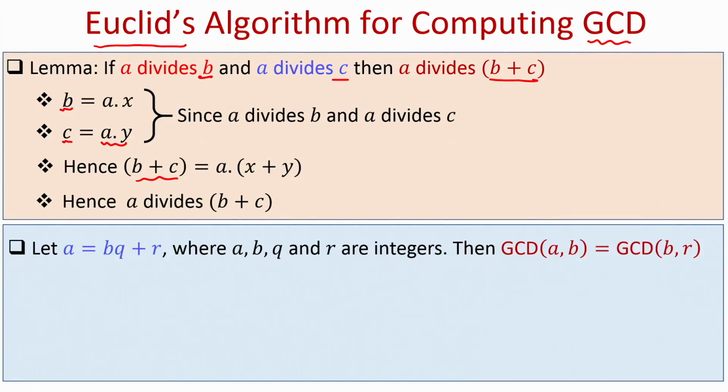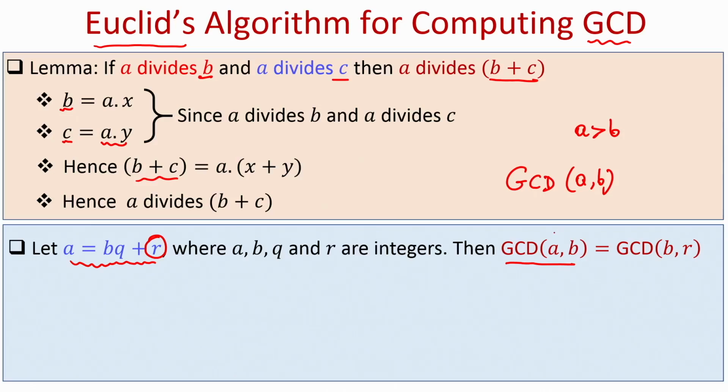Now, the crucial observation on which Euclid's GCD algorithm is based is the following. Our goal is to find the GCD of A comma B, and for simplicity imagine A is greater than B. The idea used in Euclid's algorithm is that if A is q times B plus R, where R may be 0 if A is divisible by B, otherwise R will be in the range 0 to B minus 1, then the GCD of A and B is the same as the GCD of B and R.